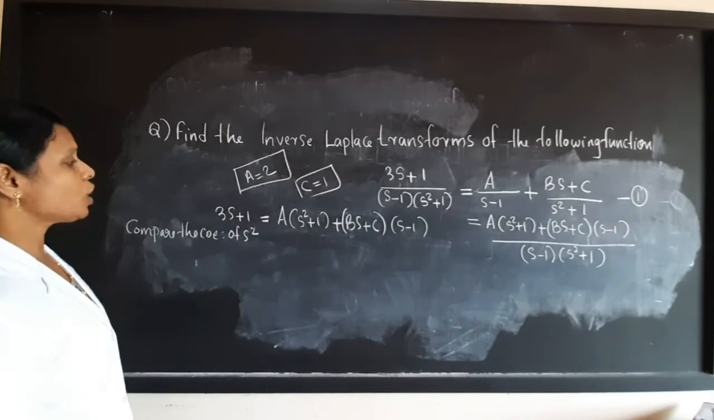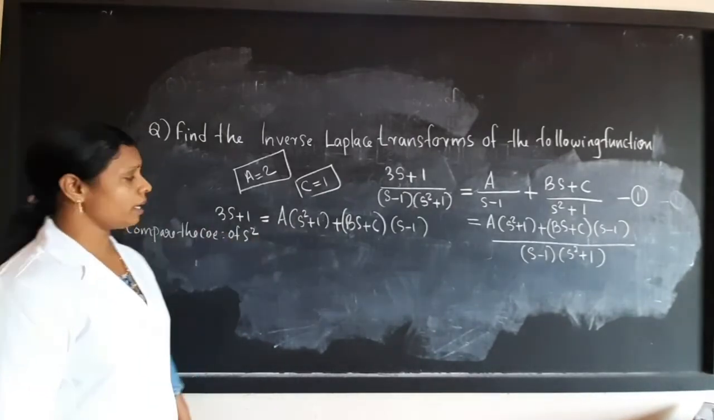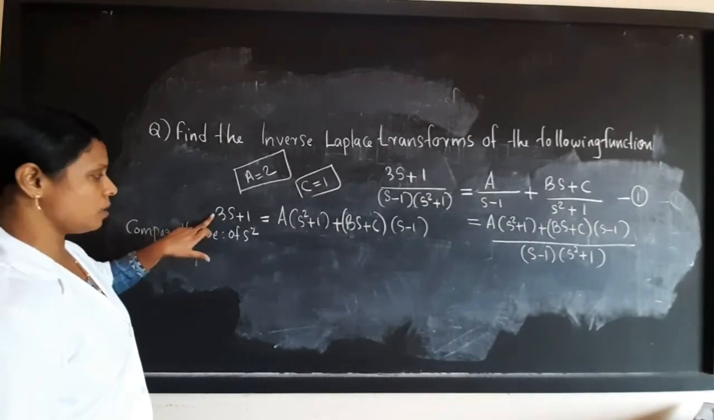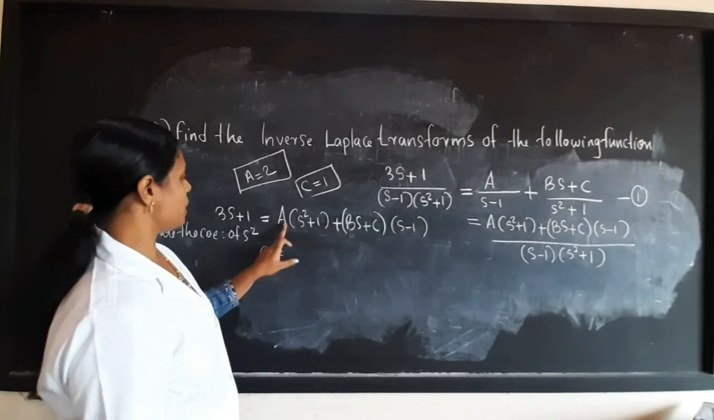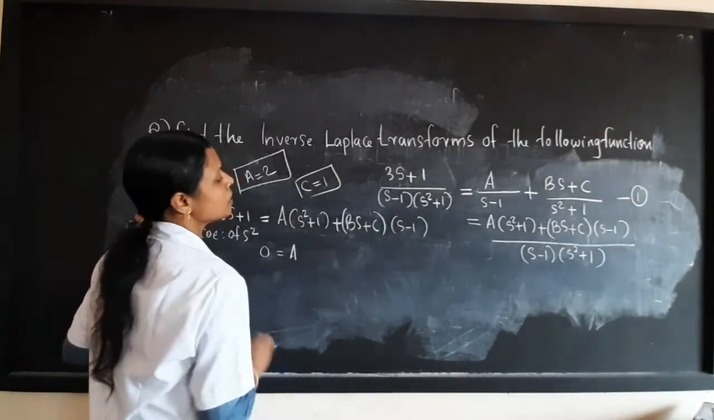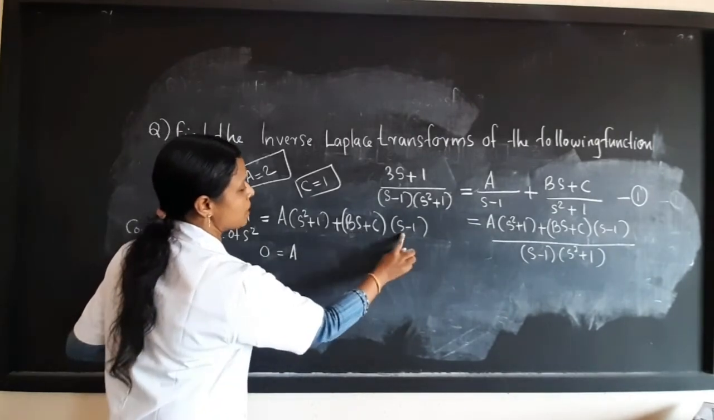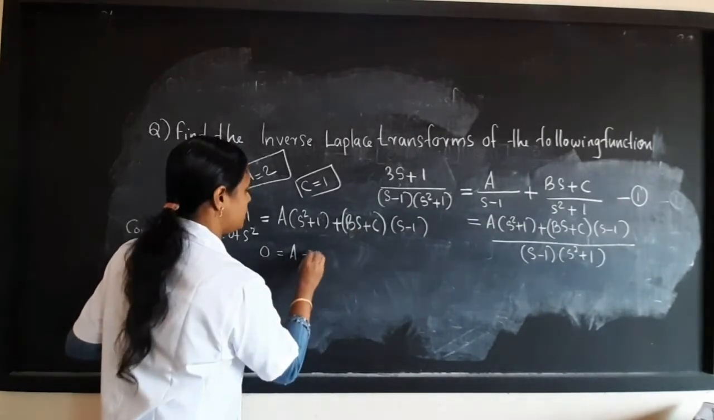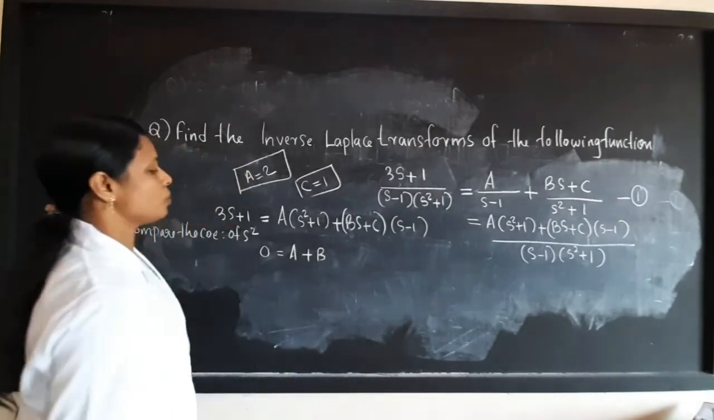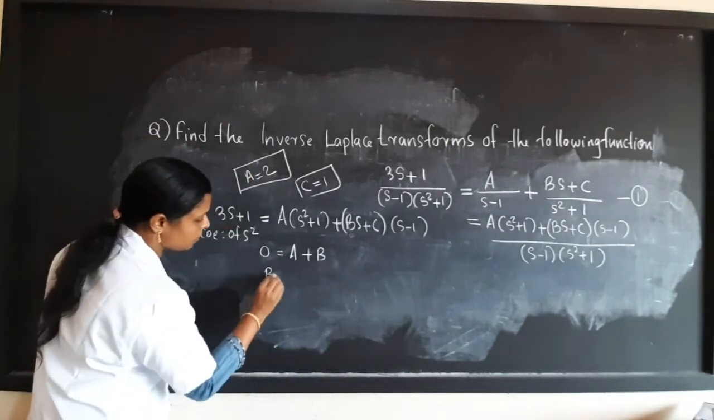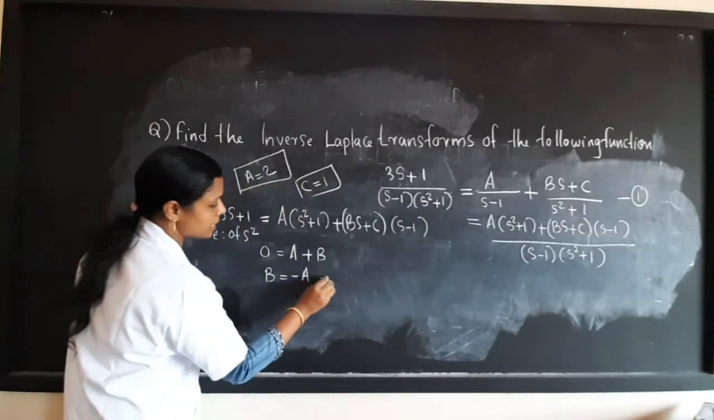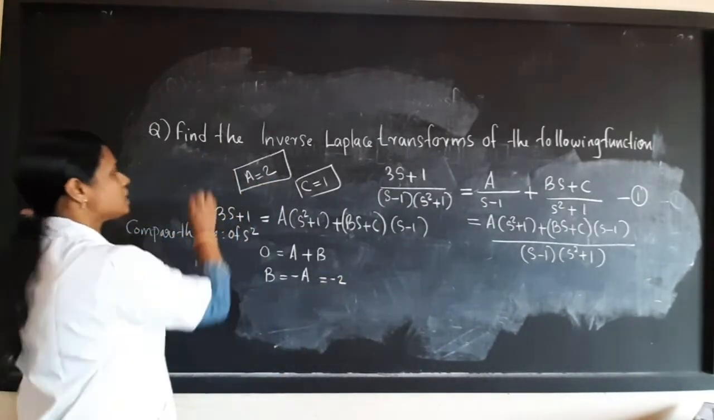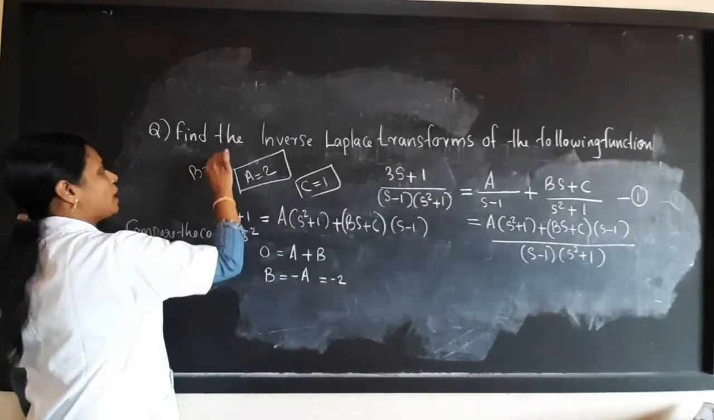Next we compare the coefficient of s². Here the coefficient of s² on the left is 0. So we write 0 = the coefficient of s² here, A, plus Bs into s, that is Bs², here B. That is A + B = 0. We write B = −A. We know that A = 2, so we write −2. Now we get B = −2.